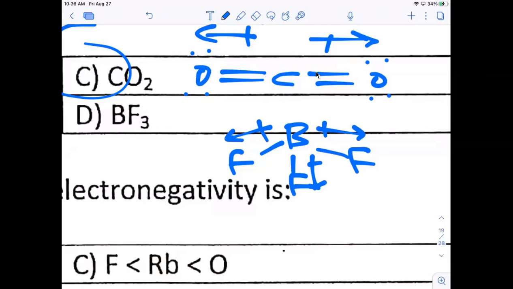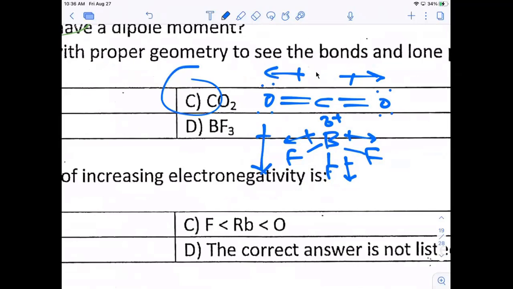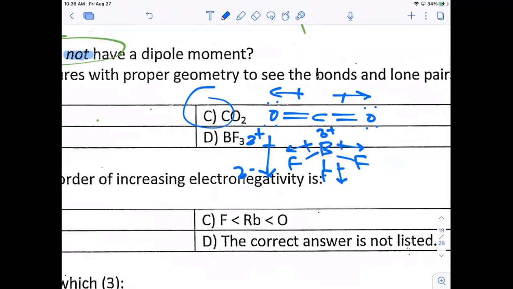So that's going to put a huge partial positive on boron, right? And since all those vectors have the same general direction, you can add them all up. Got a big molecular dipole going this way. Remember, the arrowhead is going to be partially negative, and then the arrow end is going to be partially positive. All right. So these are going to cancel.